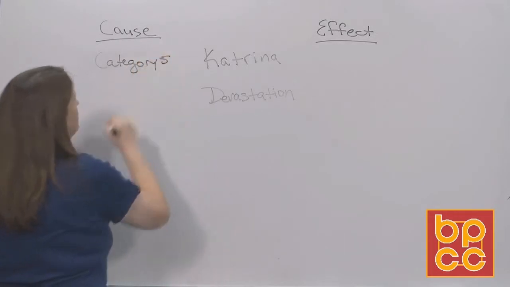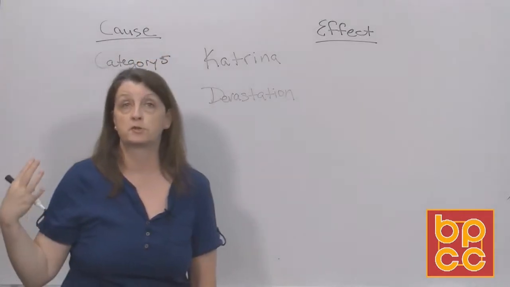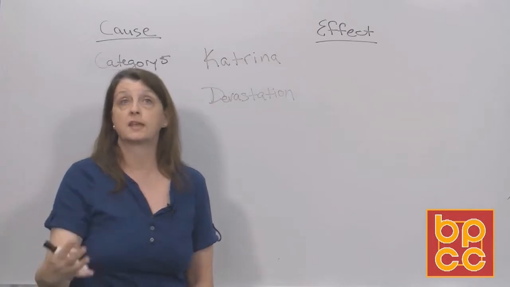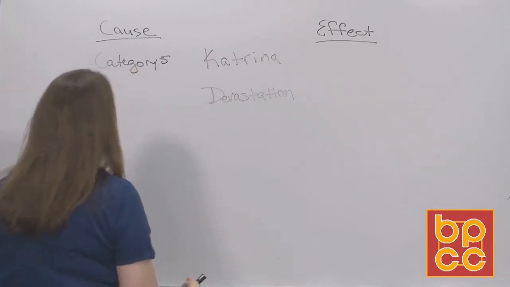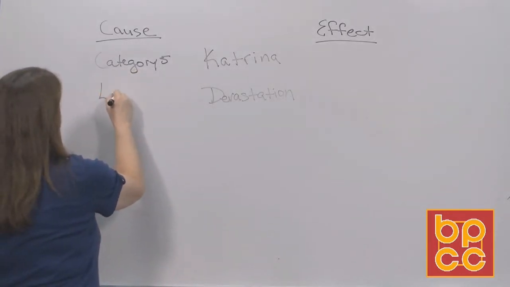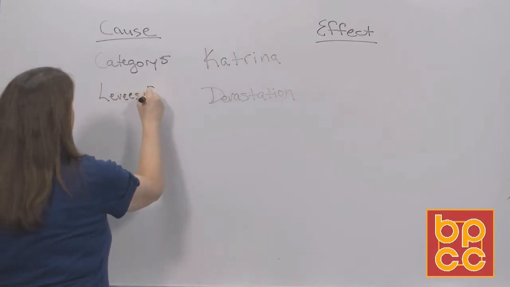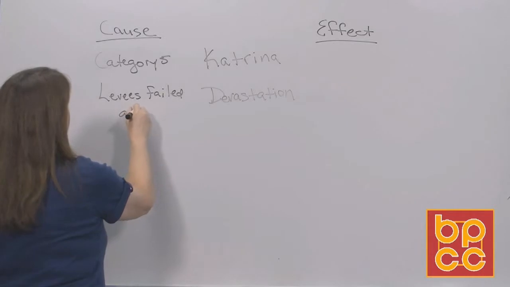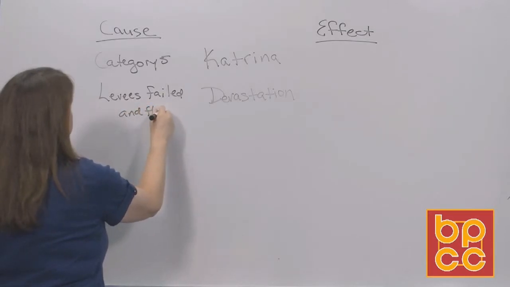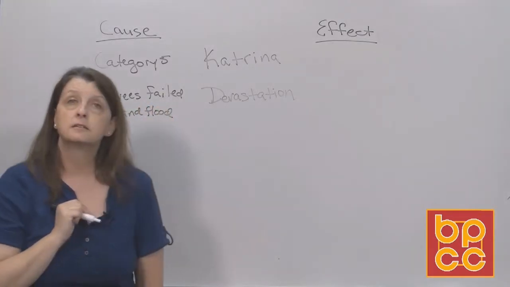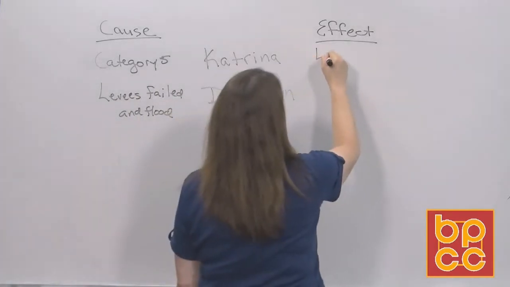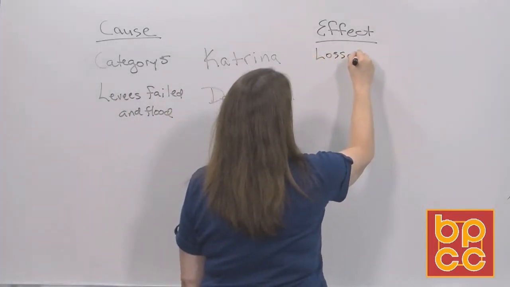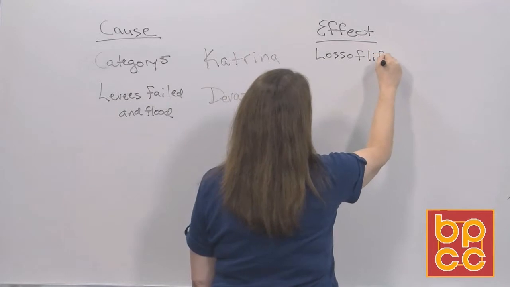Okay, so that would definitely go under the cause because we know that was what caused the devastation in the first place. They had this gigantic storm come in. We also know that the levees flooded. They failed and they flooded. Okay, and that caused an effect. It caused a loss of life and property.